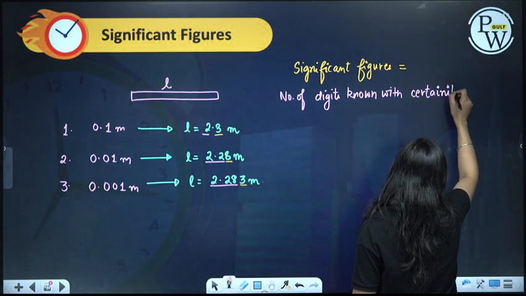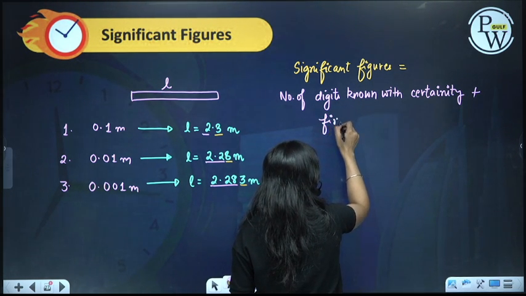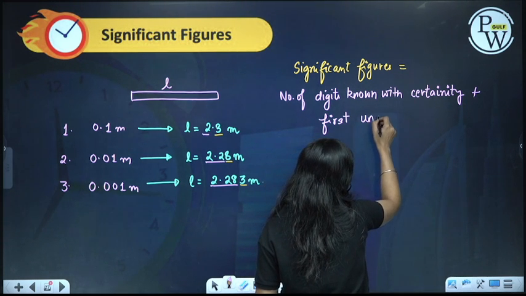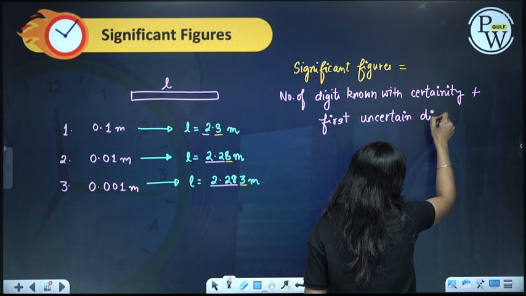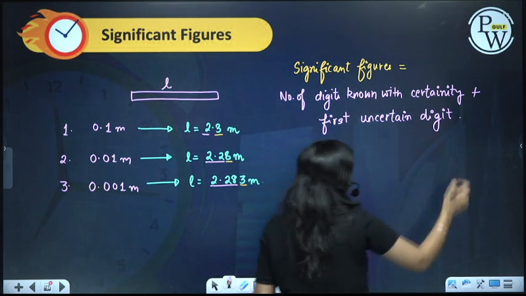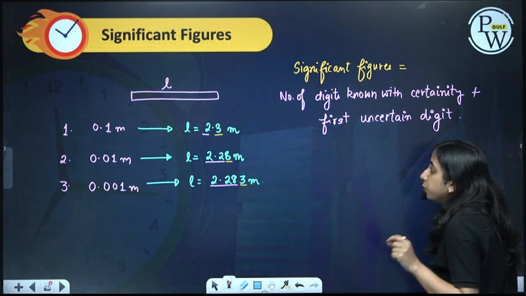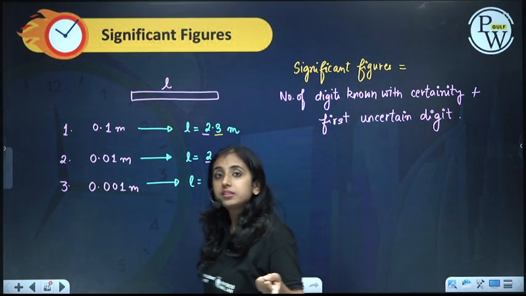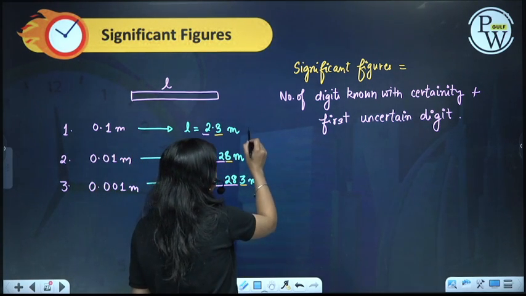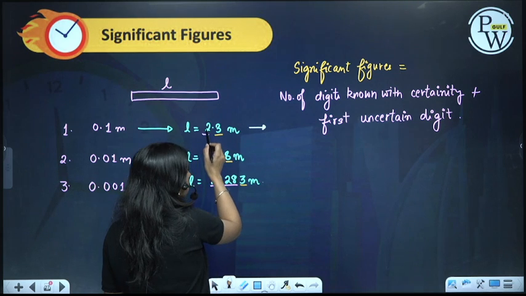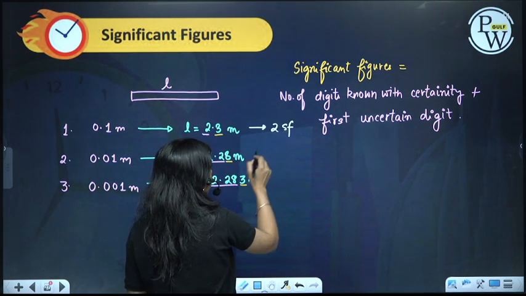Number of digits that are known with certainty plus the first uncertain digit gives us the number of significant digits in that measurement. What are significant figures? Digits that are known with full confidence plus the first uncertain digit give us the significant figures. Now how many significant figures in this number? This is the confident one, this is the first uncertain, so it will have 2 significant figures.